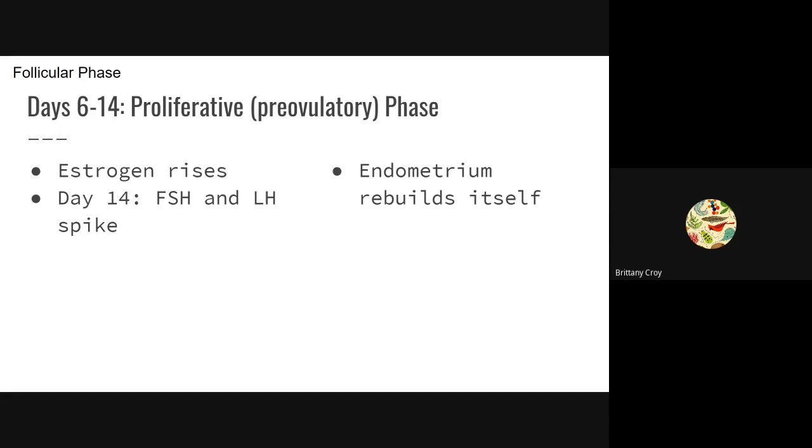During this time, the endometrium is rebuilding. So it got done shedding and now it needs to rebuild. And also, the cervical mucus is thinning. Remember how the cervix has that little cervical mucus plug that normally prevents sperm from getting in? Because we're leading up to ovulation, that cervical mucus has to start thinning. And then the spike in FSH and LH causing ovulation.